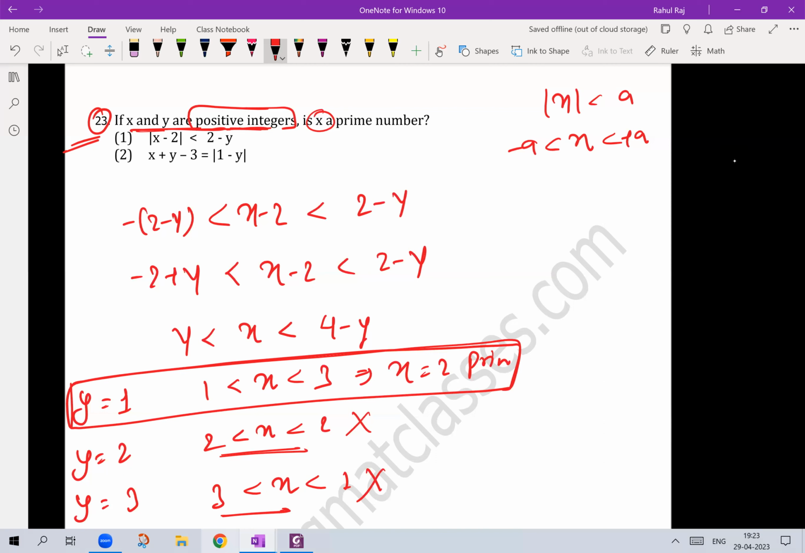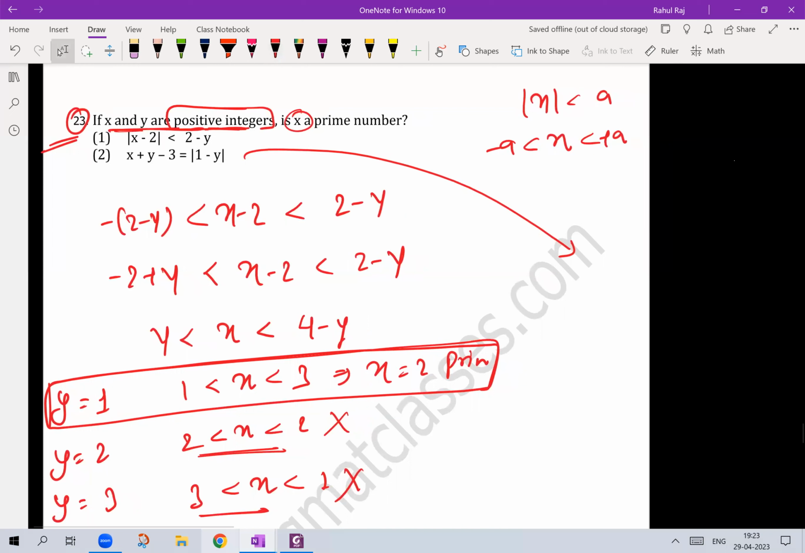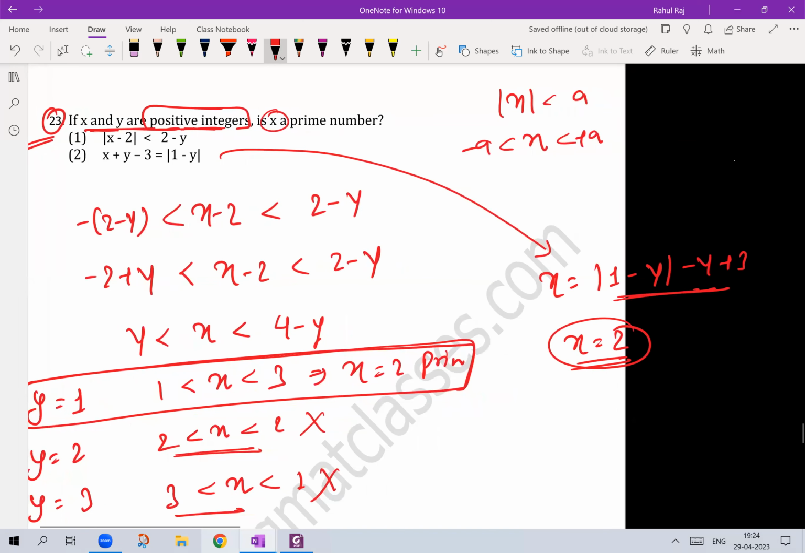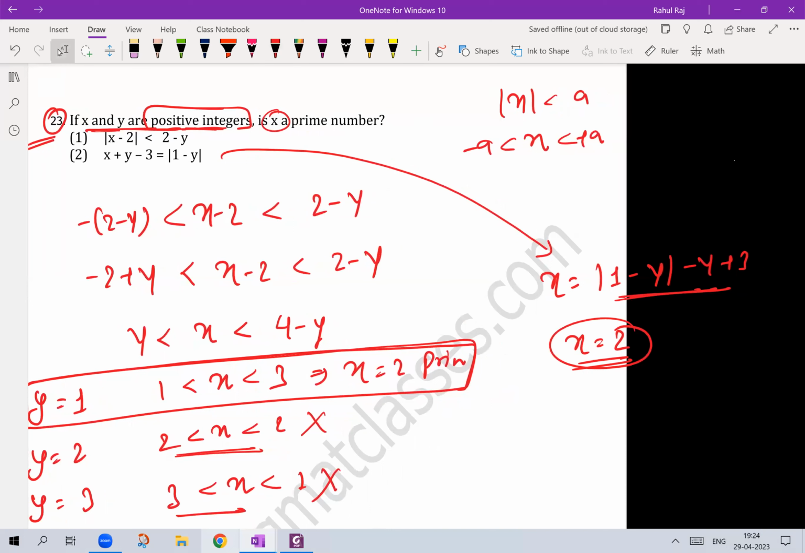Option 2 says what? I have to get the value of x because they are asking whether x is a prime number. So take x on one side, and the rest of the values on the other. Can I say x is equal to mod of 1 minus y, minus y plus 3? You take any value of y here, it does not matter at all. You will get x equal to 2. Take whatever value you want of y, but ensure that it is a positive integer. Don't take 0 or negative values because they have given that in the question. So this is sufficient. So D.